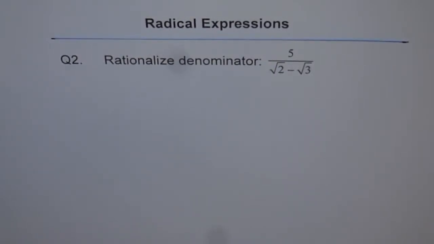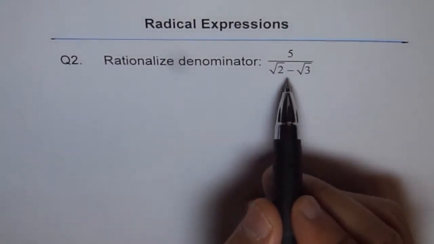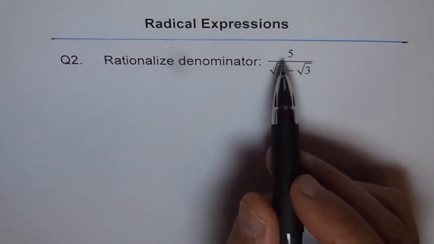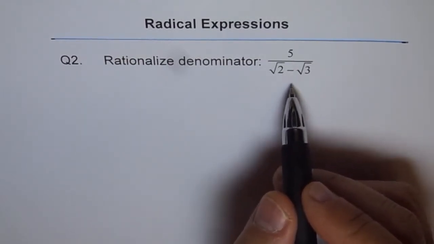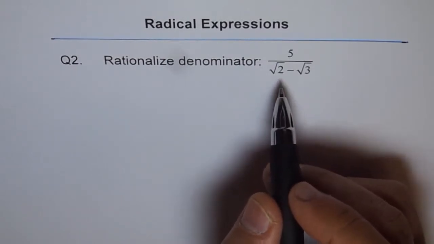Radical expressions, question 2. Rationalize the denominator: 5 divided by square root 2 minus square root 3. Now when we are trying to rationalize, we are basically trying to get rid of the radical terms, the square root terms, from the denominator. And the way to do it is to multiply and divide by its conjugate.